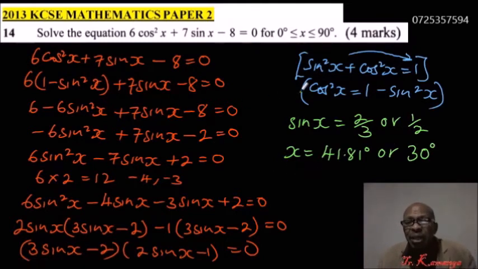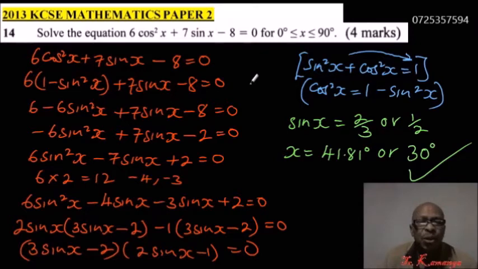So because we have been restricted to work with 0 to 90, these are the two angles that satisfy the value of x, which solve the equation that we have. If you substitute for x, you put 30 here, you will be able to get 0. If you put 41.18, you still get minus 8, you'll be able to get it equals 0. So that's how you work out that question.